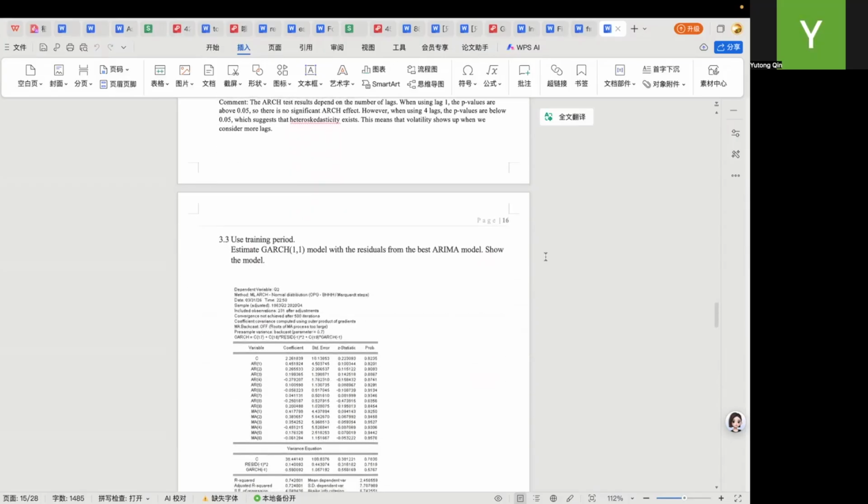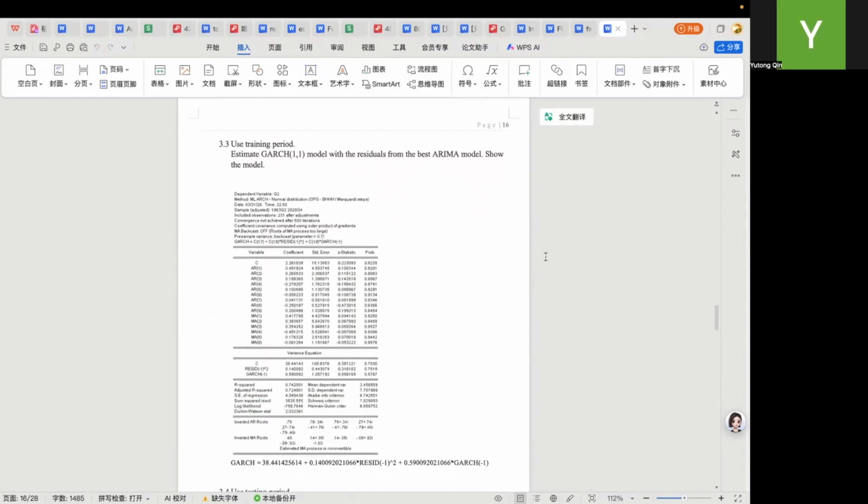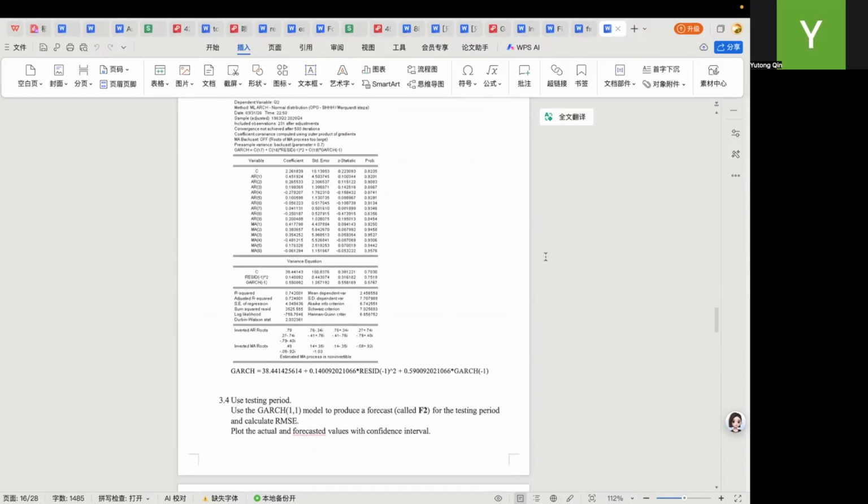Then we estimate the GARCH(1,1) model. The model has a constant term around 68.44, a coefficient on past shocks of about 0.14, and a coefficient on past volatility of about 0.59. So both past shocks and past volatility matter. Also, since 0.14 plus 0.59 is about 0.73, the volatility is quite persistent, but since it is still less than 1, the model remains stable.